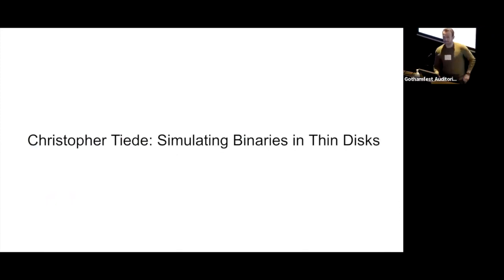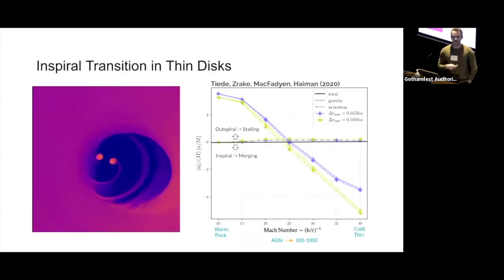Okay, hello everyone. My name is Chris Tiede, and I'm a graduate student at NYU working with Andrew MacFadyen. And I like to work on hydro simulations of binaries embedded in accretion disks. And I like to think about the dynamics of these problems as well as their implications for things like LISA and PTA sources, potential LIGO binaries in AGN disks, or even some stellar binaries.